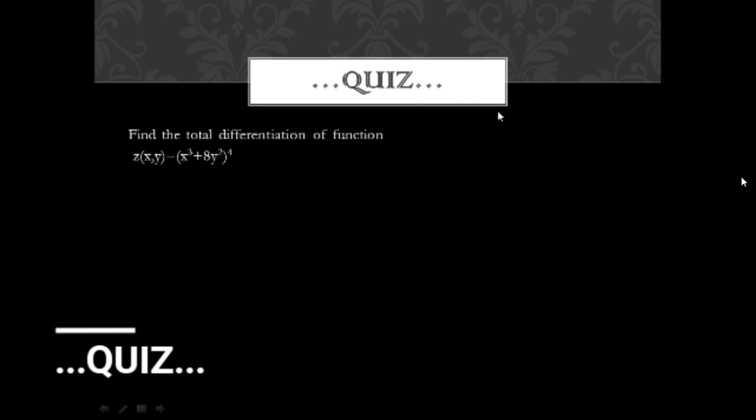Quiz. Find the total differentiation of the function.